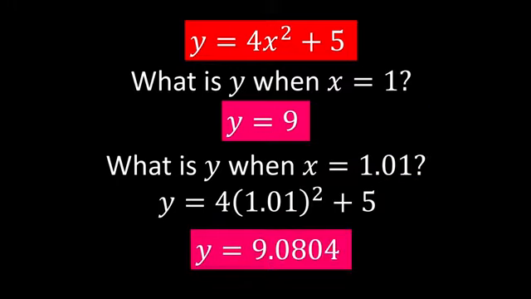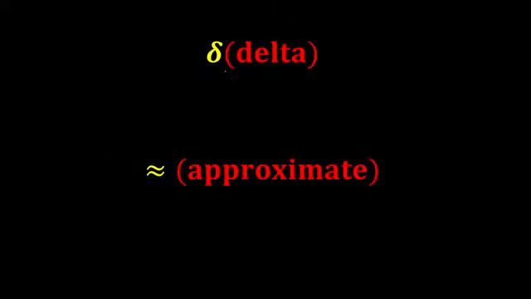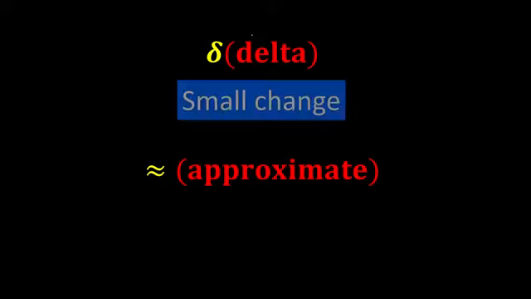But before this, we're going to learn two more symbols first. The first symbol is what we call a delta. Delta means whatever is a very small change. Like just now, we said the small change in x is 0.01.